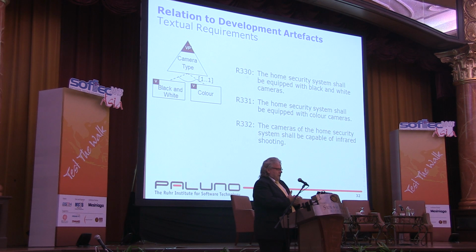So now we have this orthogonal variability model, but we still have the development artifacts. And the question now is, how do they relate to each other? I will illustrate this on requirements and also on a simple test case.